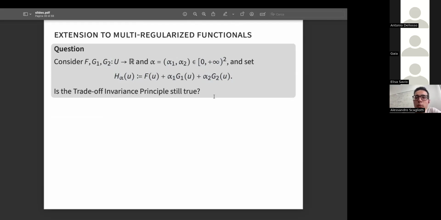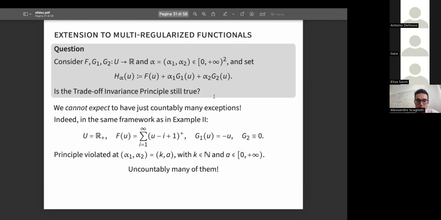The natural question is, is the trade-off invariance principle still true in this case? Is there any hope? The academic example can help us understand the situation a little better. The point is that we cannot expect anymore to just have countably many exceptions. Let's explain why.